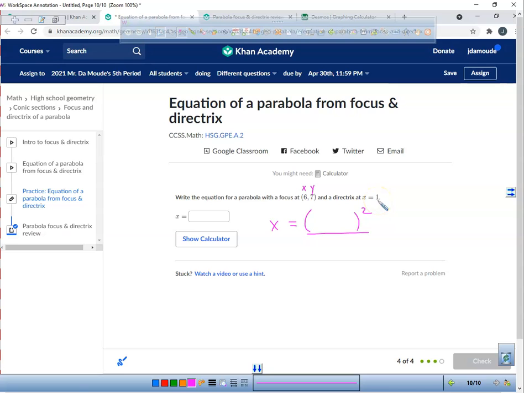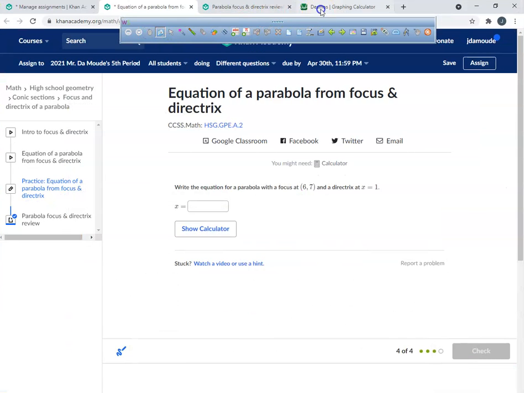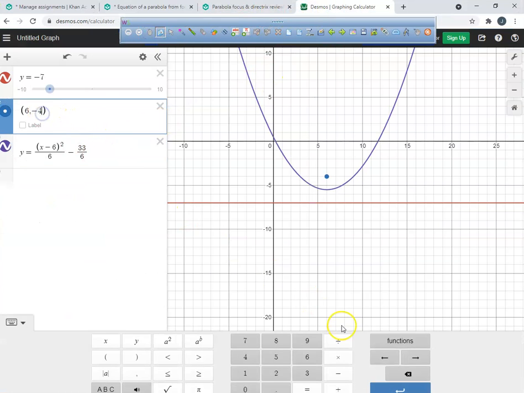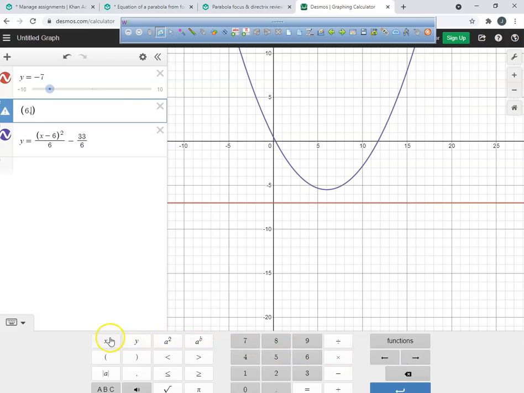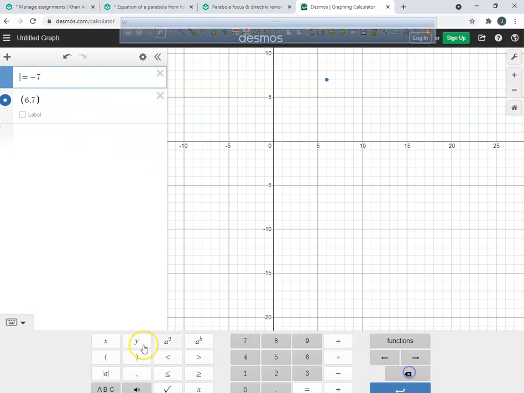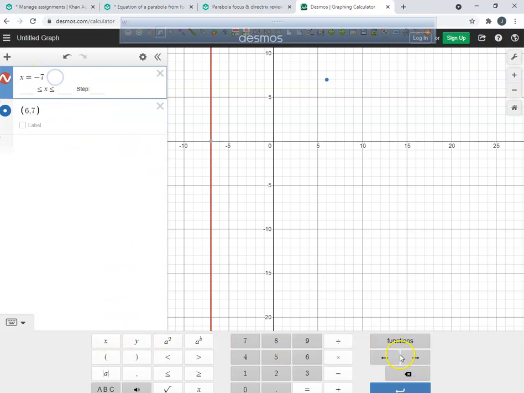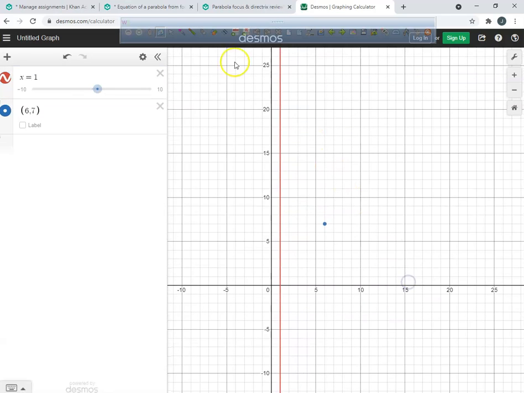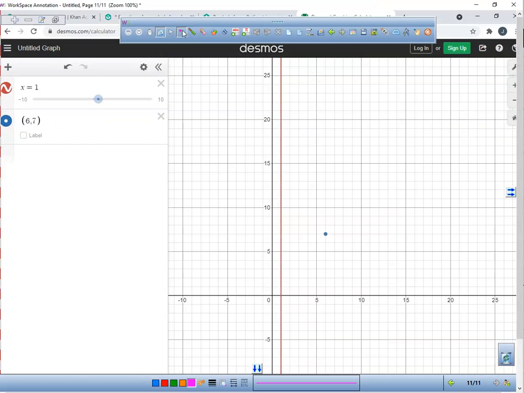So we're going to figure out our vertex just by plotting them and looking at it visually. 6, 7, x equals 1. All right, 6, 7, x equals 1. 6, 7, not x, and not y equals, put x equals 1. Okay.